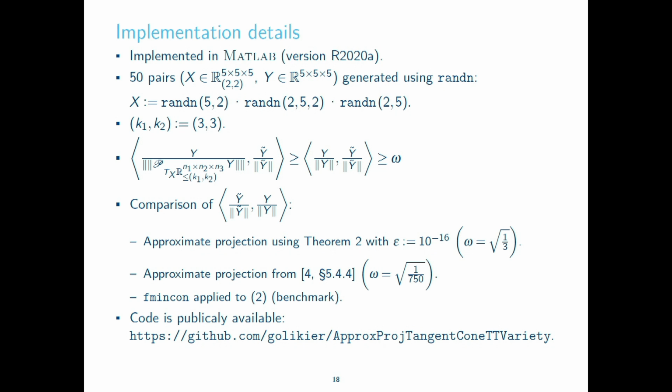We use this inner product because we don't know what the exact projection is. And because the norm of a projected tensor is always smaller than the norm of the original tensor, this can be used as an upper bound on the value for omega and a lower bound on the value of the original angle condition. We compared our method with the method from Kuchan, and we also used the built-in MATLAB solver fmincon for the constrained optimization problem as a benchmark. Our code is also publicly available.